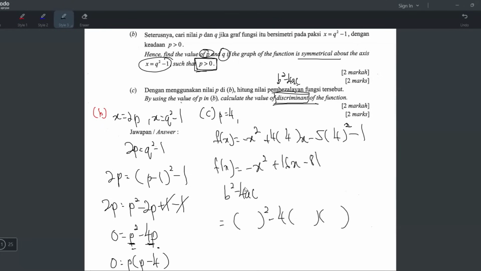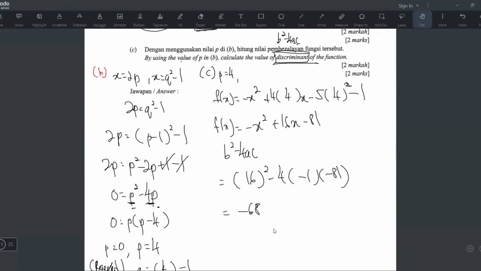But this question, they never ask you to determine the type of roots. So we don't have to check whether the answer is bigger than 0 or smaller than 0. We just calculate the value, then done already. So the b is 16, the a is negative 1, the c is negative 81. And then when you press the whole thing, you get negative 68, right? That means this equation has no roots. But you don't have to write no real roots, because they only ask for the value of the discriminant.